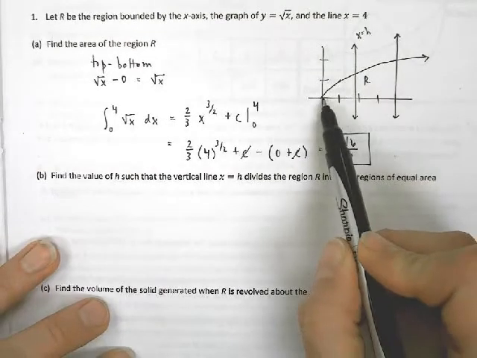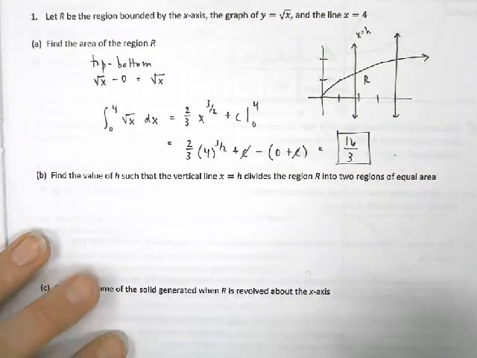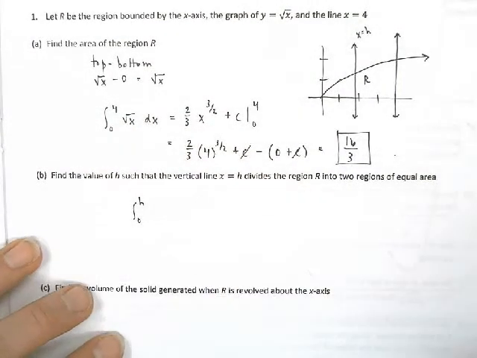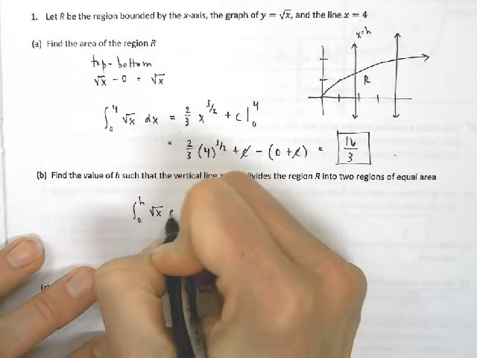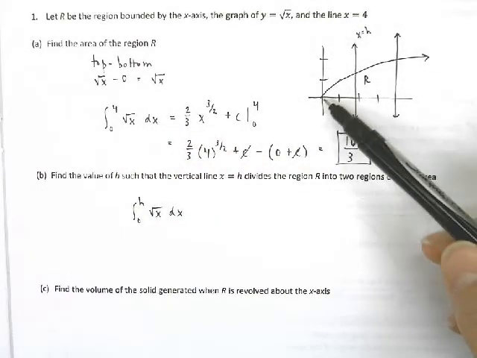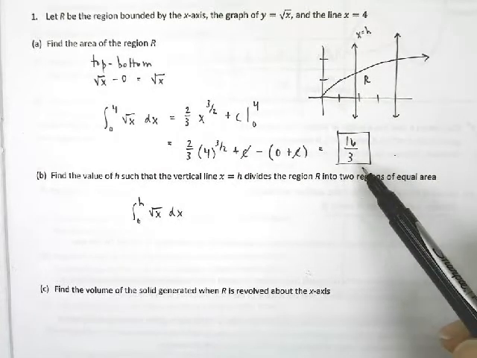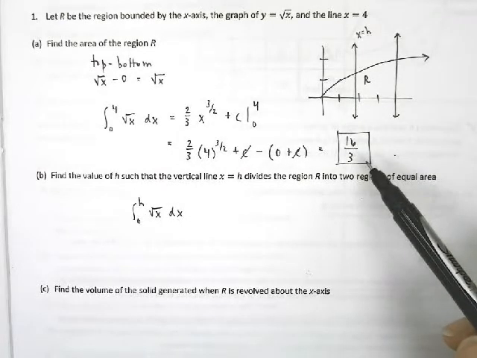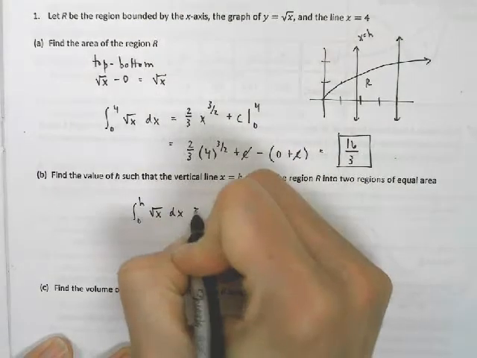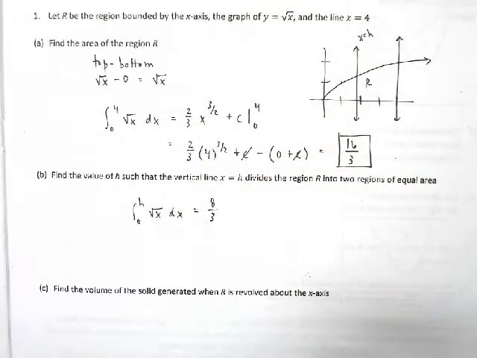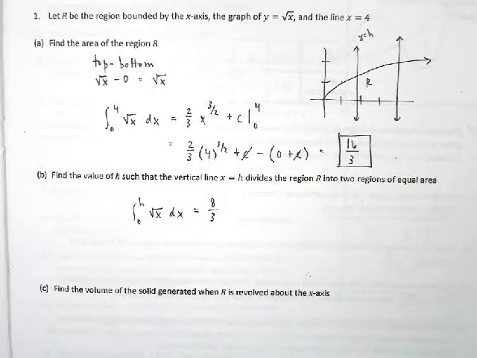So I'm going to consider just the area from here to h. In other words, my integral, instead of being 0 to 4, is going to be from 0 to h. And I still have square root of x dx. Now what I'm saying is if I took the area from 0 to h, that has to be equal to half of my total area. So if my total area was 16/3, this needs to be equal to 8/3. That ensures that that area is half my original area, so I've divided it into two equal areas.